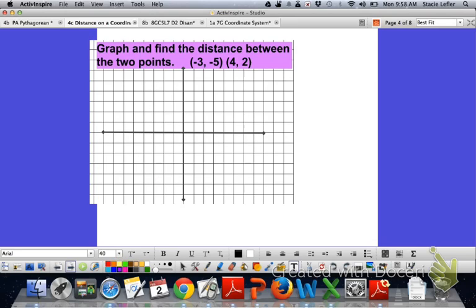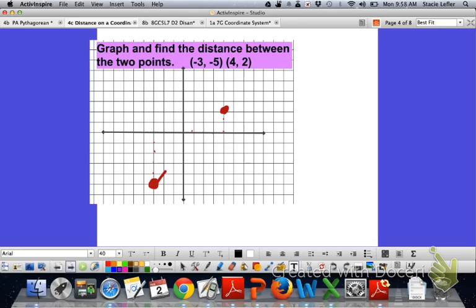First, we're going to graph these 2 points. Here's -3, so I go over -3 and then down 5. 1, 2, 3, 4, 5. There's my point. And then the second point is at 4. 1, 2, 3, 4 over to the right, and +2, 1, 2.